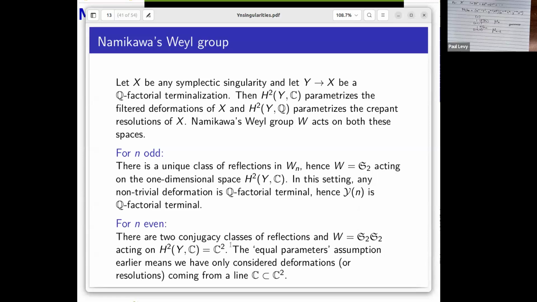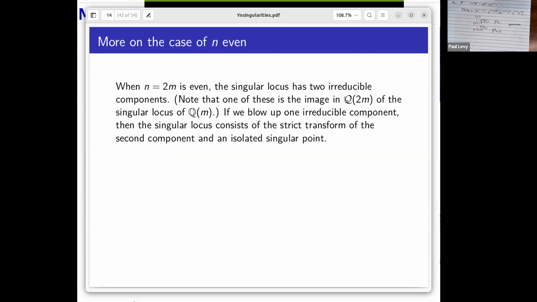So when Cédric Bonnafé and Wynne Bellamy were looking independently at these deformations, they considered the equal parameters case, which is not the generic deformation parameter. There's a line given by x equal to y in C2, and we're only considering deformations on that line. Because there are 2 conjugacy classes of reflections, the Namikawa Weyl group is S2 × S2. I'll come back to that. So the singular locus here has 2 irreducible components.